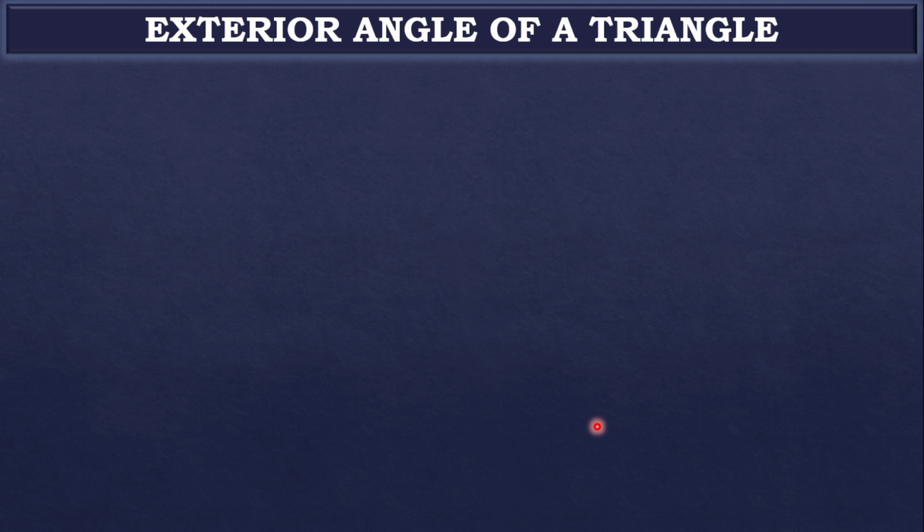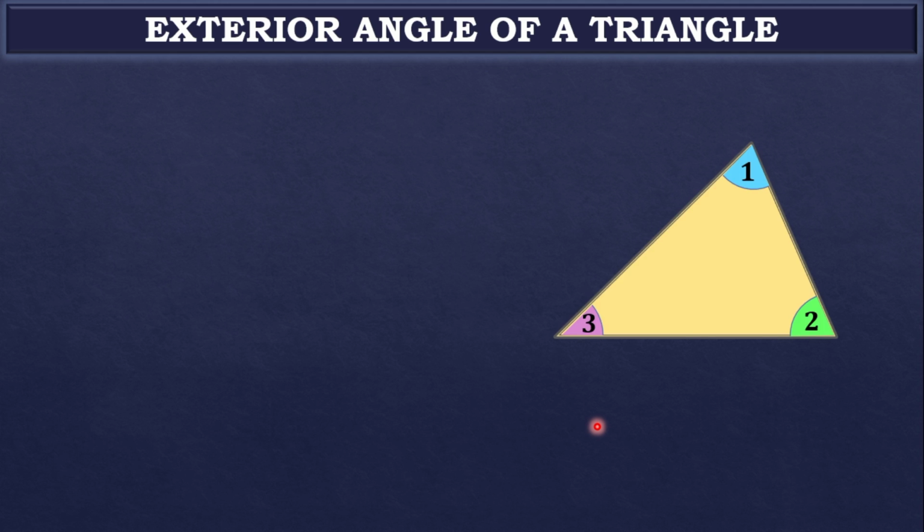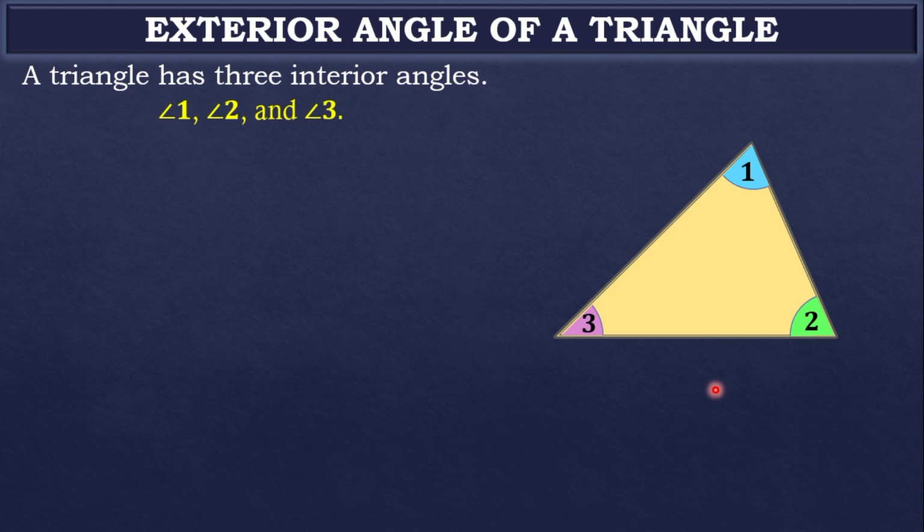Let's talk about the exterior angle of a triangle. So, pag sinabi nating exterior angle, dapat alam muna natin ang interior angles. So, ano-ano ba yung interior angles natin dito sa figure natin? We have angle 1, angle 2, and angle 3. So, we have 3 interior angles of a triangle.